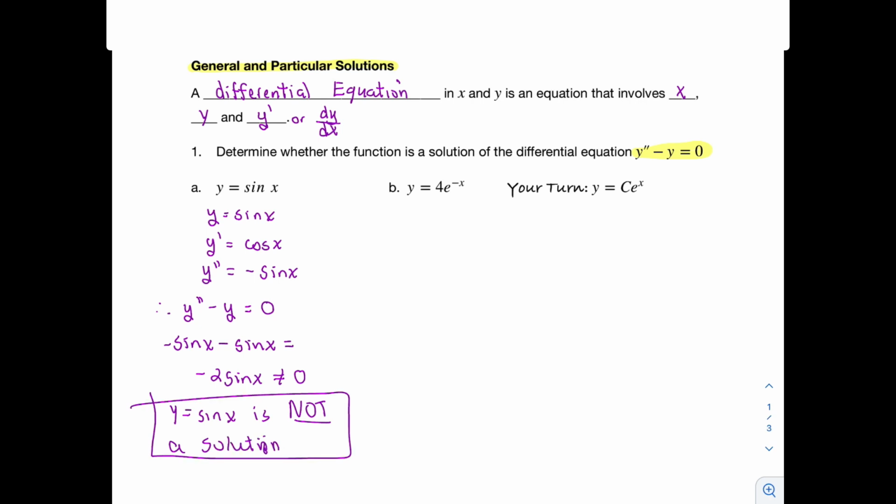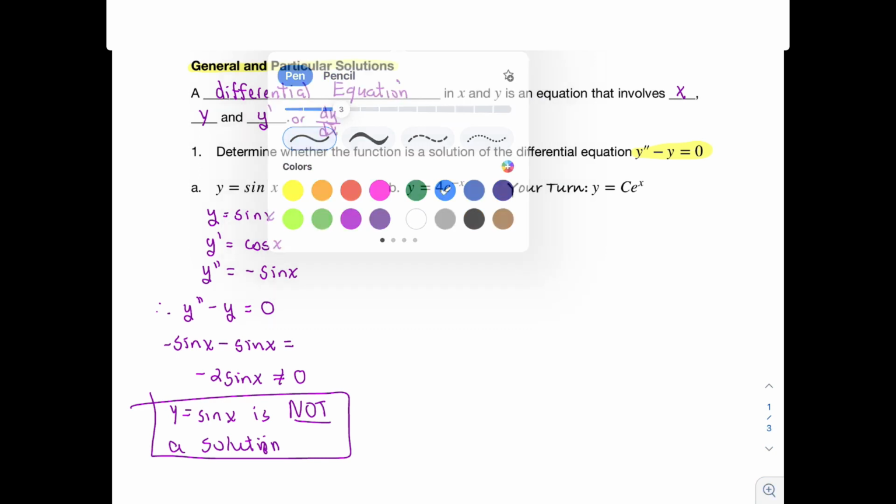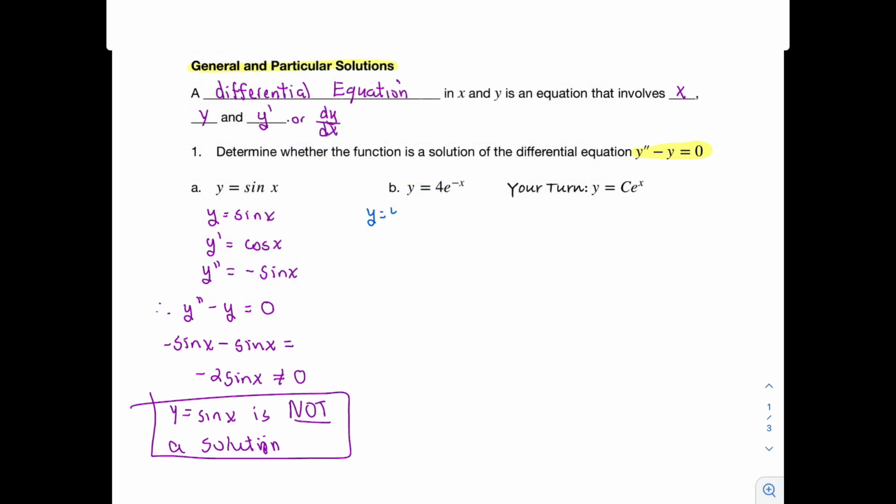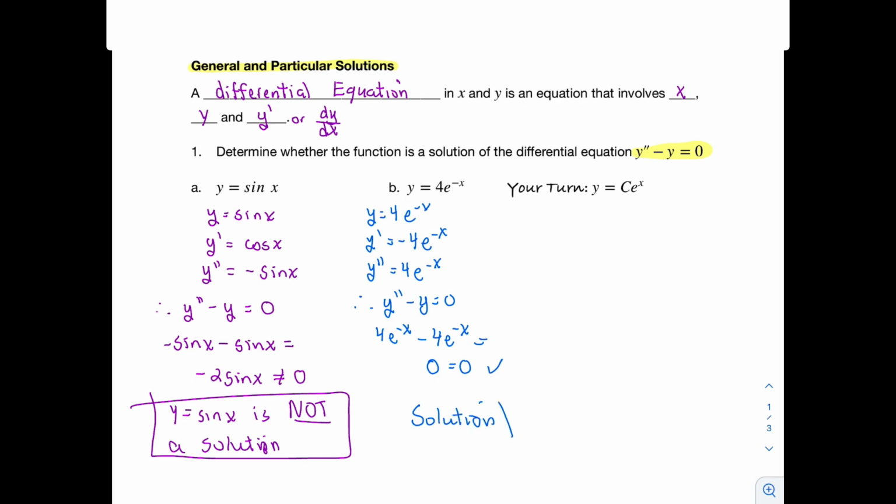Okay, let's look at this next example. This time y is equal to 4e to the negative x. We're going to see if that is a solution to the same differential equation. So we're going to start by finding our first and second derivative. And we get our second derivative is equal to 4e to the negative x. Then we go back into our differential equation, y double prime minus y, replacing y double prime with 4e to the negative x, minus 4e to the negative x for y. Doing the math here, I see that that is equal to 0. So 0 equals 0. Therefore, this is a solution to this differential equation.